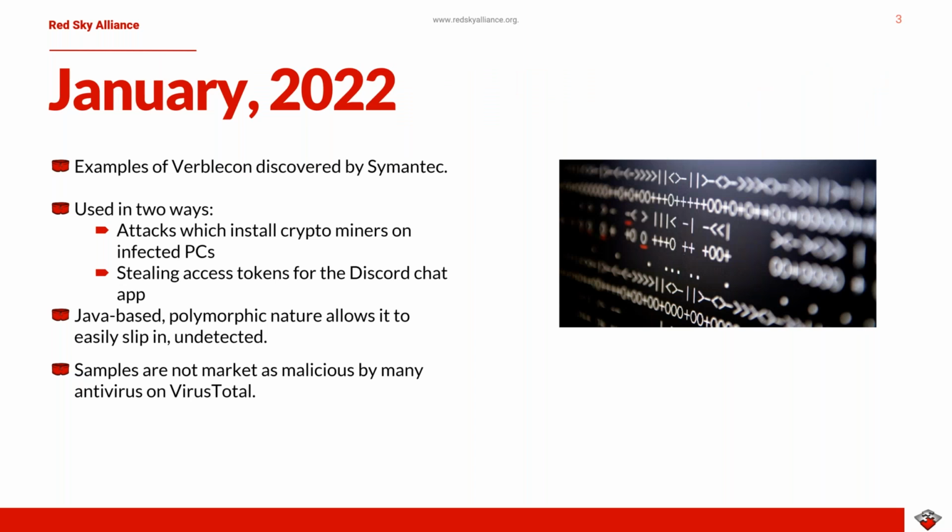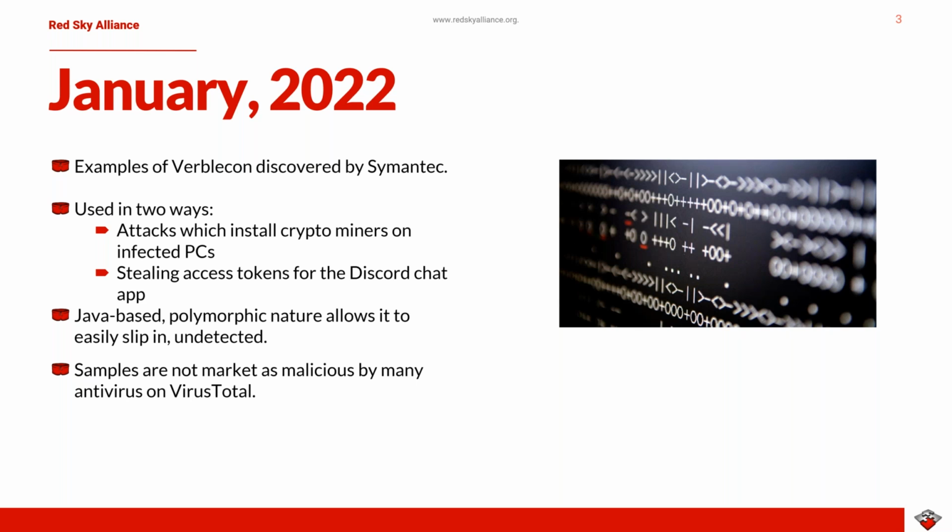Researchers from Symantec discovered Verblecon in January this year and observed it being used in attacks that installed cryptocurrency miners on compromised machines. Some clues also point to the attacker being interested in stealing access tokens for the Discord chat app, adding that these goals are in contrast with Verblecon's realistic potential for far more damaging attacks. The malware is Java-based, and its polymorphic nature is what allows it to slip into compromised systems, in many cases undetected.